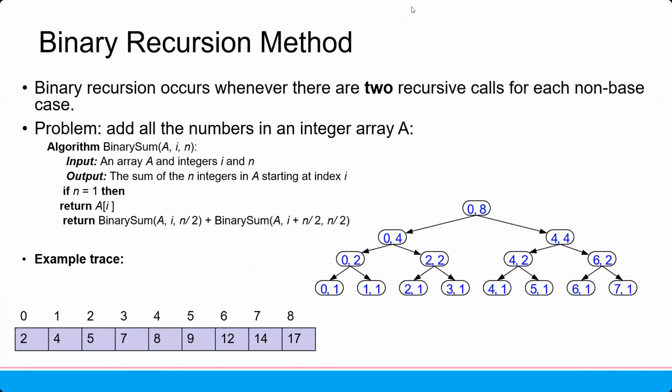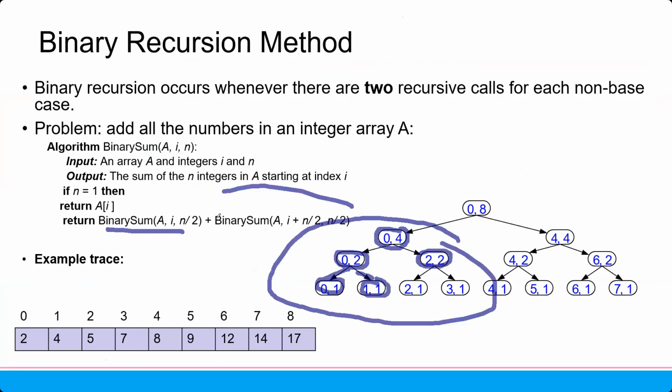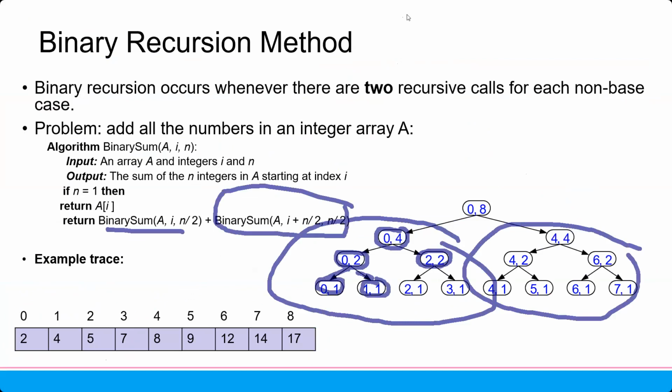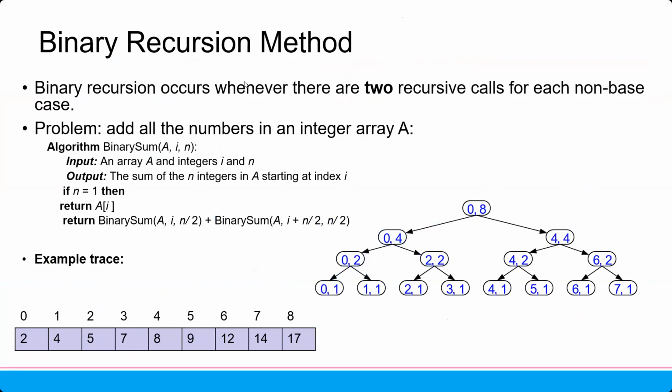And then we are going to check again from this one. We are going to make half. Again, here we are going to make half, and we are going to make another half. So this happens to do the sum from the left, and this is the sum from the right. So we call this the binary recursion method.